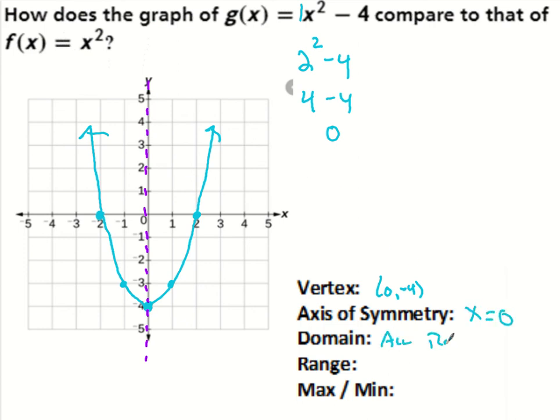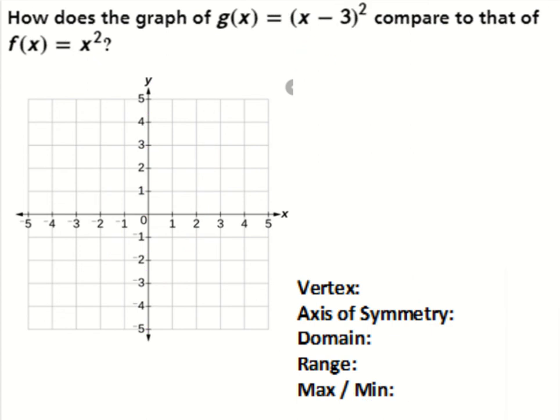The domain is still all real numbers. My range has changed now from what we've learned before. It looks like it's always going to be at the vertex, and it's always really going to have to deal with the y value of the vertex. We're opening upwards, so my range is y has to be greater than or equal to -4, because everything above -4 is part of it. And finally, it does have a minimum, and the minimum is y equals -4.